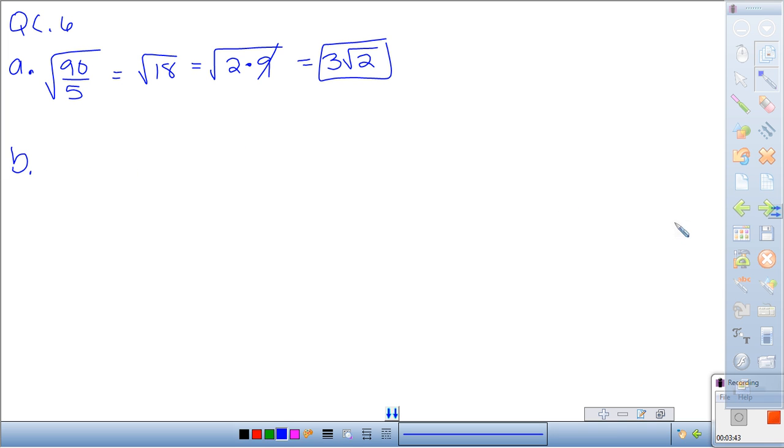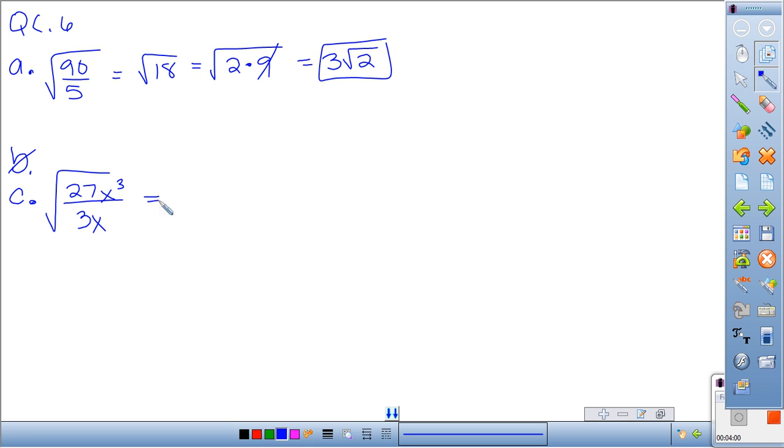How about, actually, instead of B, let's look at C, because we just did one like B. So C is the square root of 27x cubed divided by 3x. This is another one where you can divide 27 divided by 3. So that's the square root of 9. 27 divided by 3 is 9. And x cubed divided by x, you just, again, subtract those exponents. 3 minus 1 is 2, so it's x squared. The square root of 9x squared, the square root of 9 is 3, and the square root of x squared is just x, 3x.